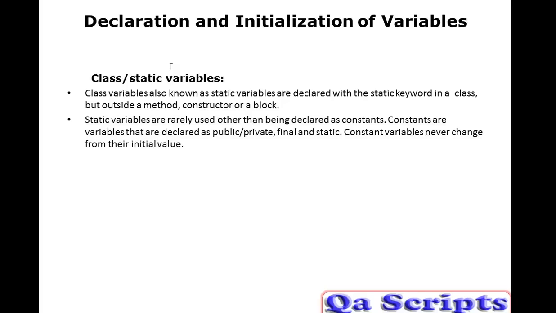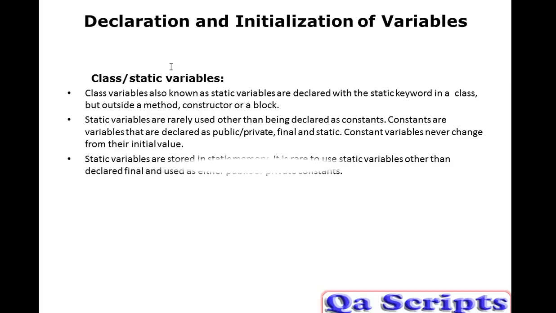Static variables are rarely used other than being declared as constants. Constants are variables that are declared as public or private, final and static. Constant variables never change their initial values. The initial value is not going to change if you use it in the method or in another class.